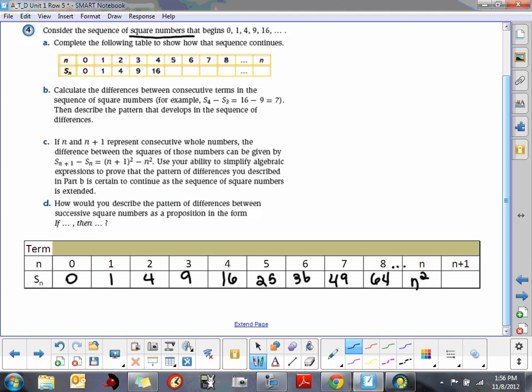What should go under the n plus 1 term? Now, let me back up a little bit. In part C, they're going to ask you about this, but what comes after the nth term? What comes next? Does that make sense to you? If we're at n, how do we get to the very next number? Consecutive number. So what goes under the sequence number?